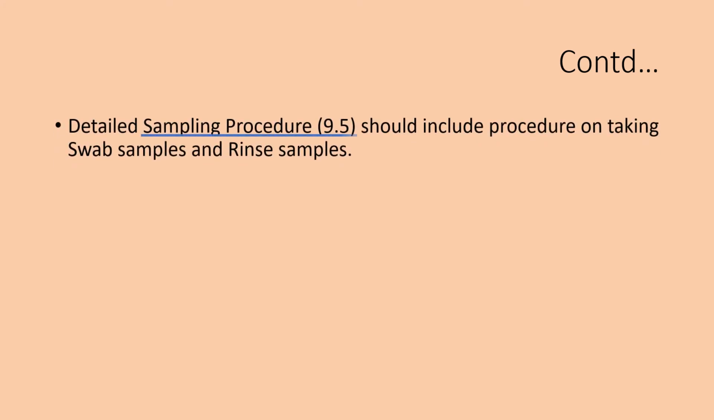Detailed sampling procedure in section 9.5 should include procedure on taking swab samples and rinse samples. The sampling procedure should detail the type of swab, area of swabbing, swabbing technique, etc. in the procedure. A sampling location diagram should be clearly available in the procedure. The location diagram should be based on the outcome of the risk assessment report.